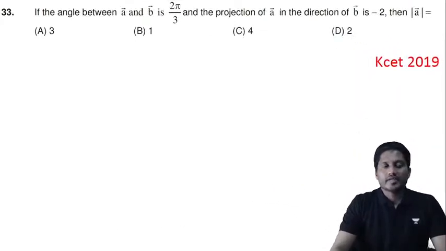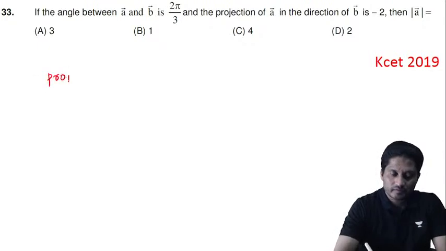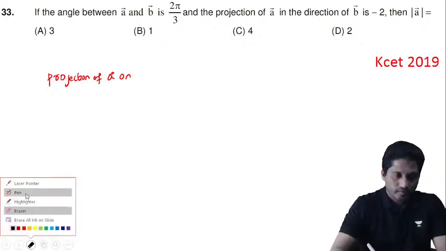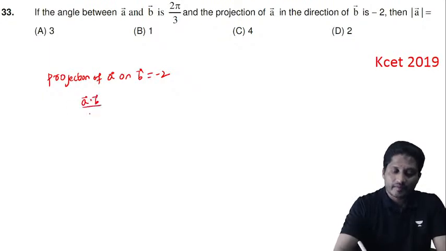If the angle between A and B is 2 pi by 3, and the projection of A on B is minus 2, what is the modulus of A? Now, the projection of vector A on vector B is equal to minus 2. Projection of A on B is A dot B divided by modulus of B, which is equal to minus 2.